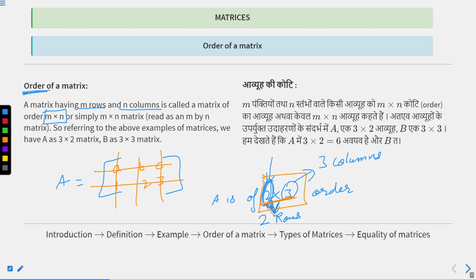So what information does the order of a matrix give me? How many elements I am having. As you can see, how many entries or elements will I be having? 6. And this specific form, 2 cross 3, gives me specific information about how many rows and how many columns I am having. Okay, clear? I hope that this is clear to you. Let us move to next.